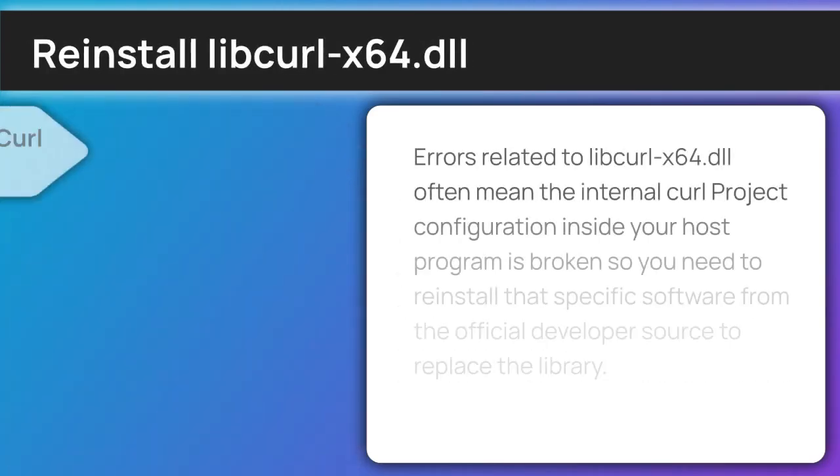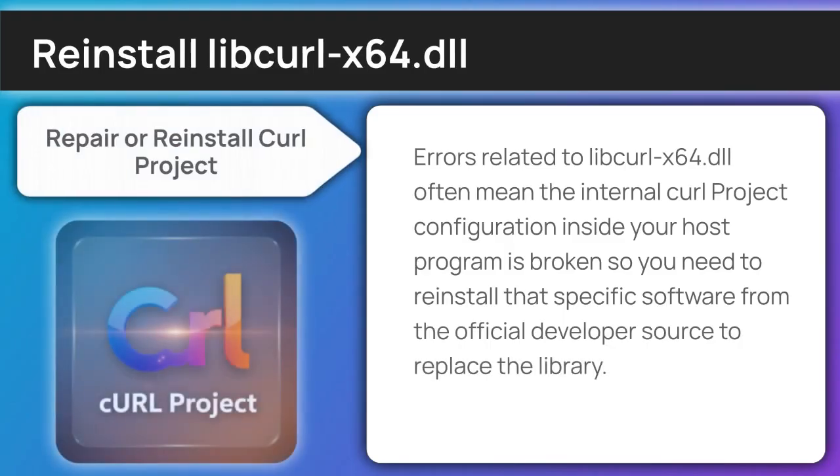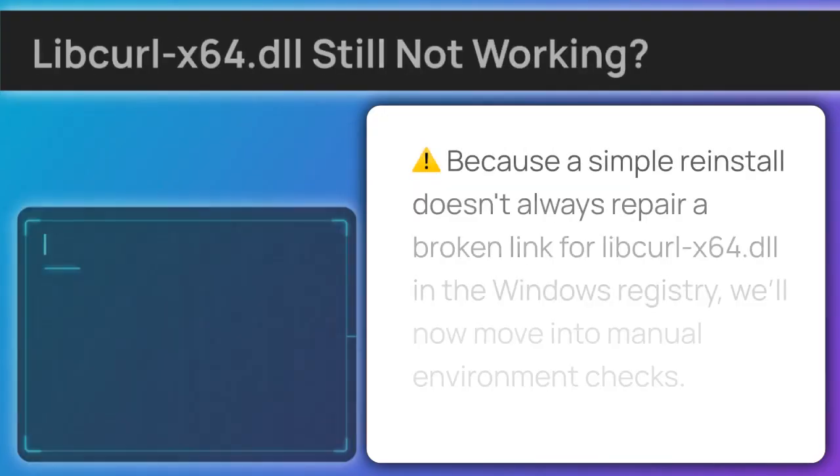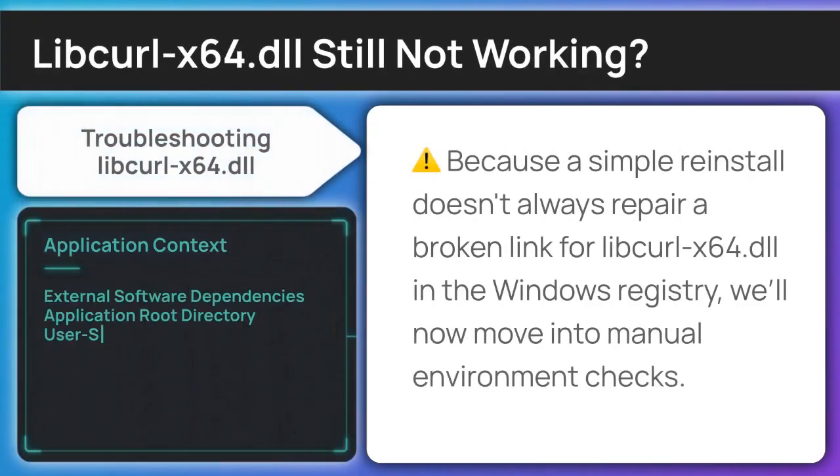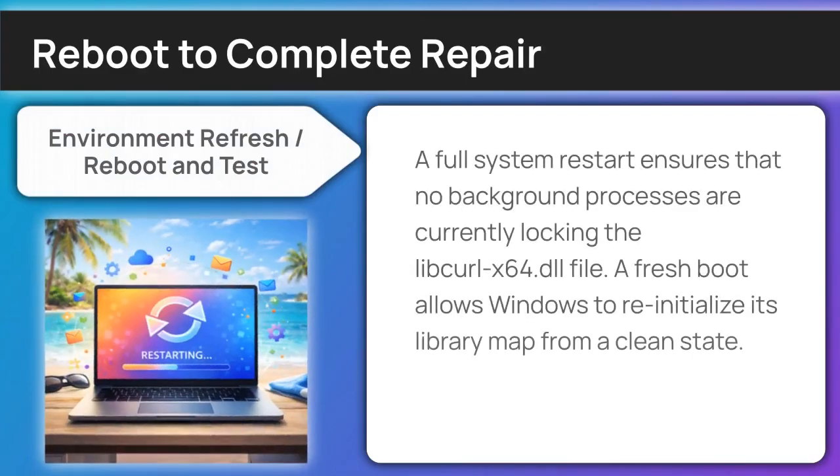Errors related to libcurl-64 library DLL often mean the internal curl project configuration inside your host program is broken, so you need to reinstall that specific software from the official developer source to replace the library. Persistence of this error after a clean reinstall suggests that the issue may reside within the current user session's initialization. A full system restart clears the temporary memory cache and allows Windows to attempt a fresh initialization of all required libraries, including libcurl-64 library.